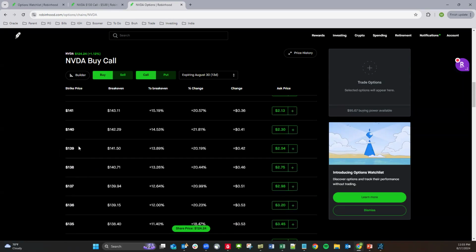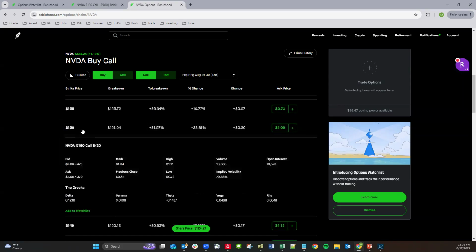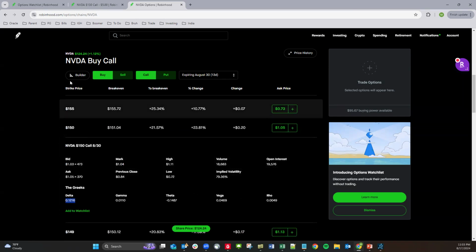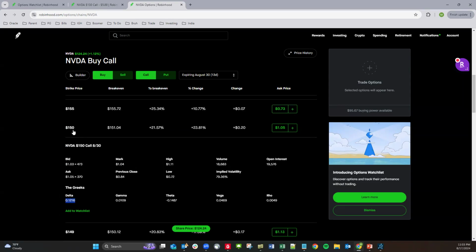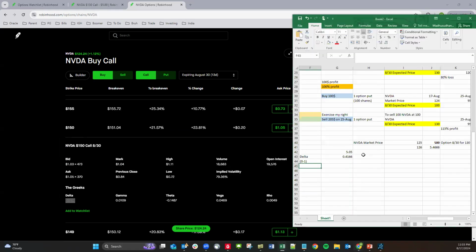This is 0.41. So let's go to 150. It is going to be much lesser. So 0.12. So what does this mean when you're choosing the strike price, how much this will move, right? So when you bought a 130 call, you saw that it moved by 0.416. So from 500, it increased to 546. I made a $46 profit. But same thing, if I bought a 150 call, it's going to increase only by $12, which means from 500, it will go to 512. And that is the profit.